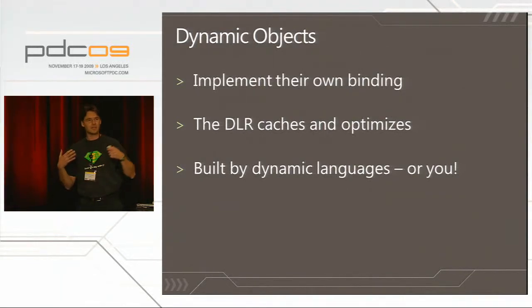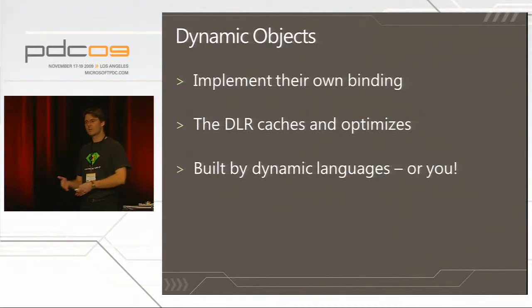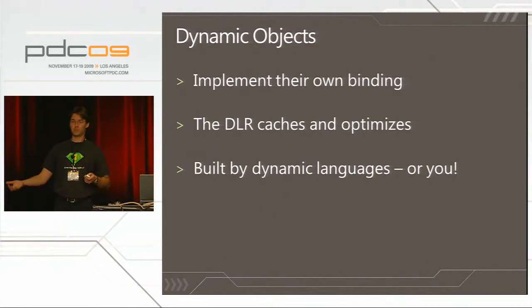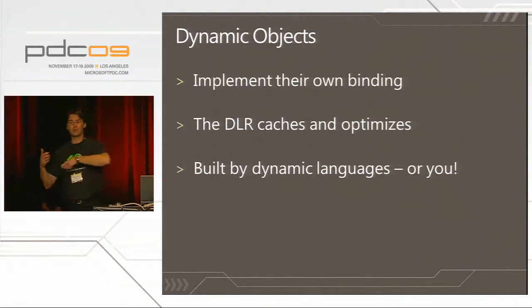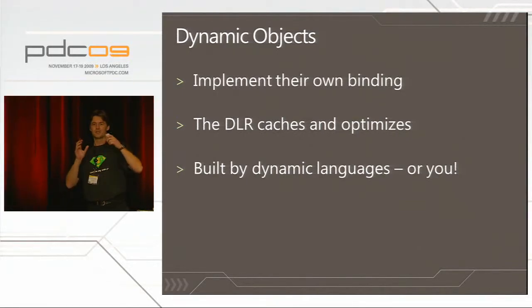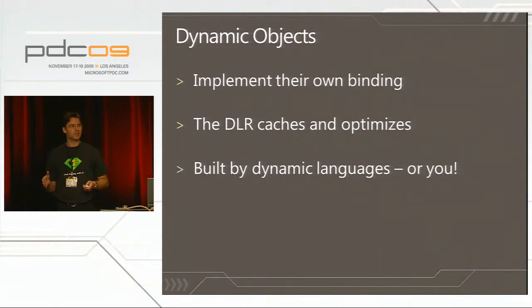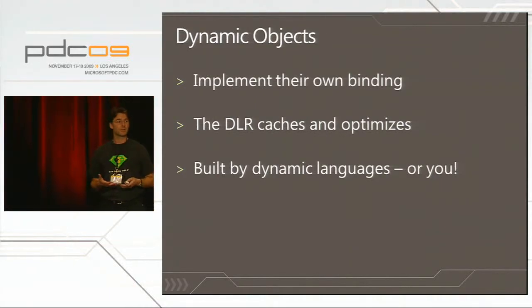So instead of having the fixed semantics of a .NET type, it takes over from .NET and says, hey, I'll handle that. Somebody's calling a method called M on me. I'll decide what to do about that. I won't look for a .NET method called M and just call that. That's what a dynamic object is. So that's the core technology of the DLR, of the dynamic language runtime.